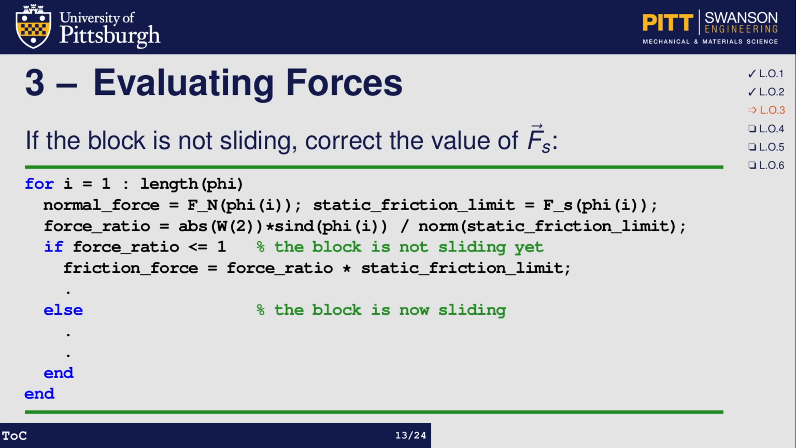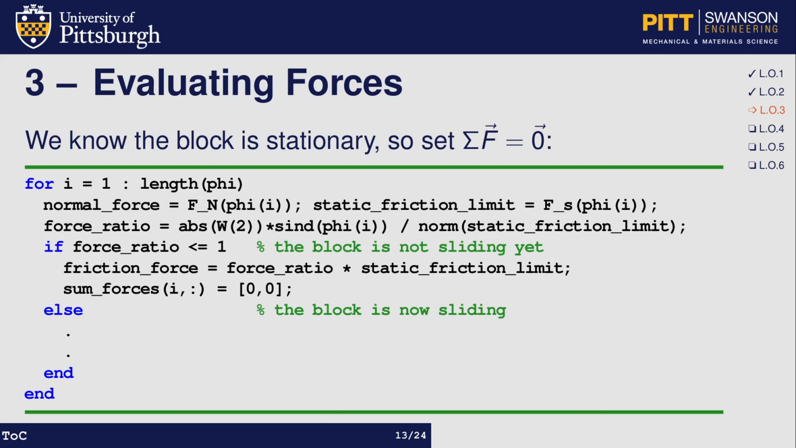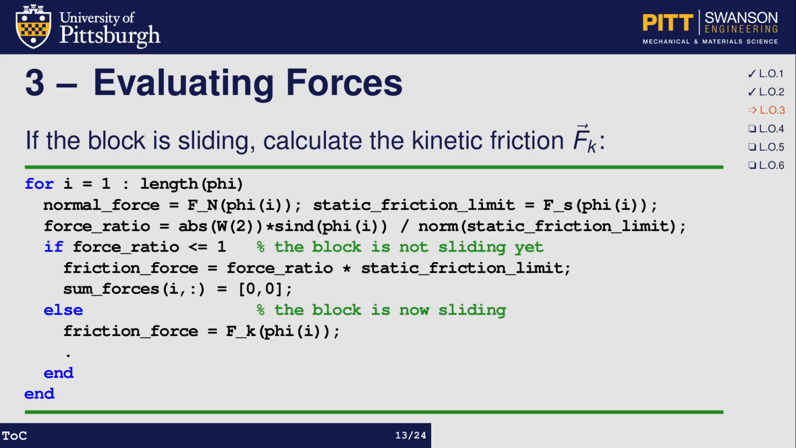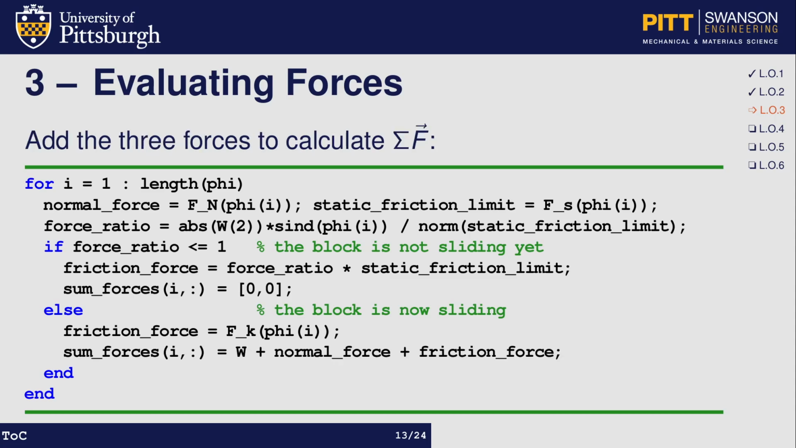Now, if the block isn't actually sliding, then we have to recalculate the static friction force to match the actual value by using the previously calculated ratio, and we set the net force vector to 0, 0. The reason we can do this is that we know that the block remains stationary, and therefore there should be no net force on the block. However, if the block does begin to slide, then we have to re-evaluate the friction force by using the function for kinetic friction, which we wrote earlier, and then we add up all three of the forces to get the net force on the block.